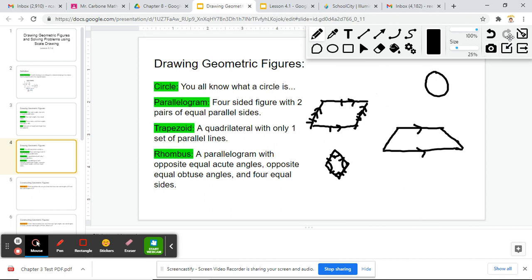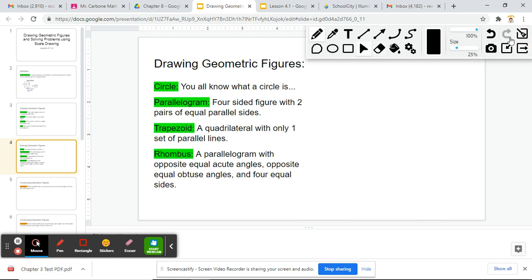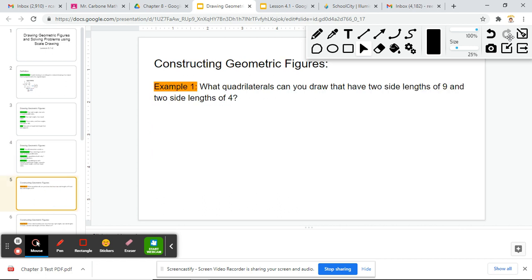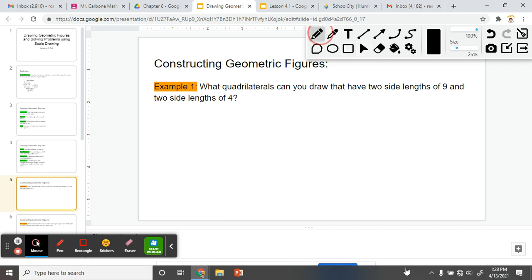All right, so again, make sure you guys are writing all of these definitions down. Don't be afraid to pause the video, but now we're going to get into some examples here. So let's start with this one. Example 1. What quadrilaterals can you draw that have two side lengths of 9 and two side lengths of 4?